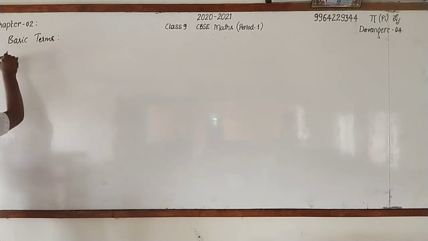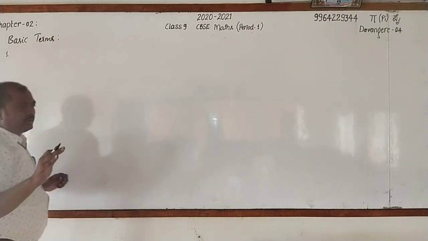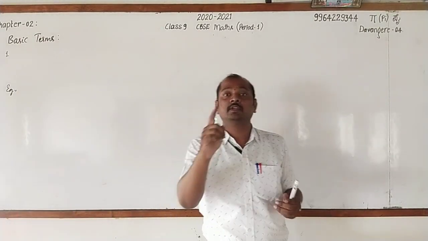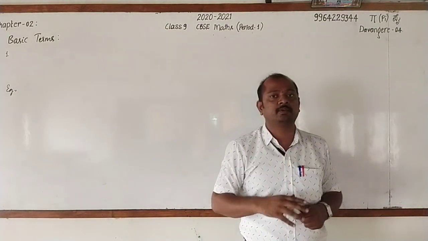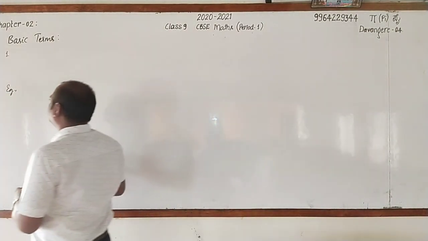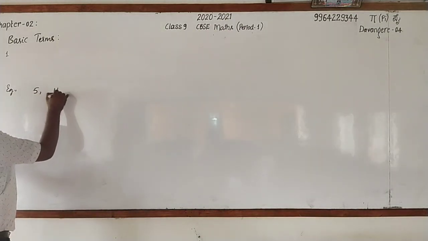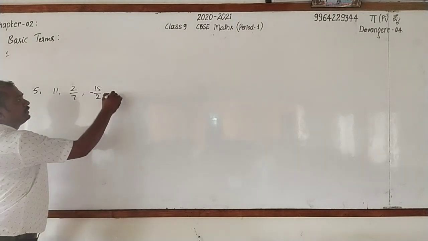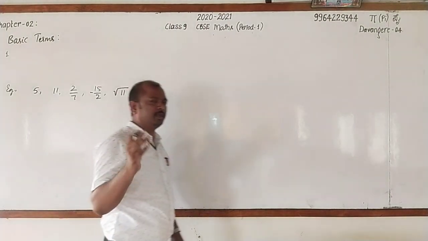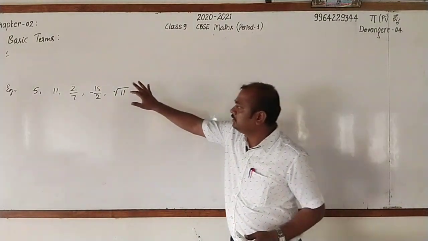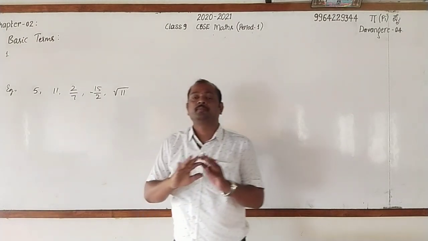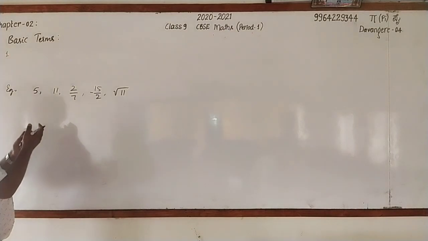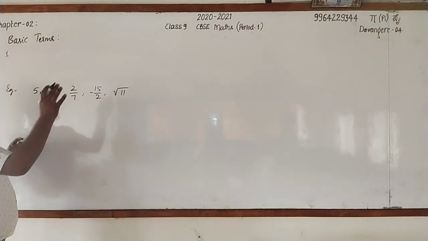First one, here we are very familiar with numbers and different types of numbers which we have already discussed in the chapter called number systems, right? Now I'll take some of the numbers like 5, 11, 2 by 7, minus 15 by 2, then root 11, is it not? Many are there. And here you can notice that in this both rational and irrational numbers are there, right? Then what is the special characteristics of these numbers? It may be rational or irrational.